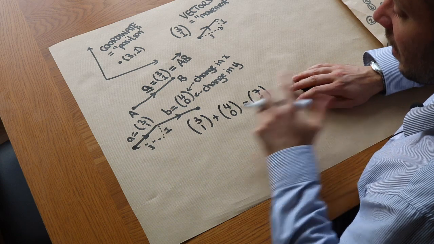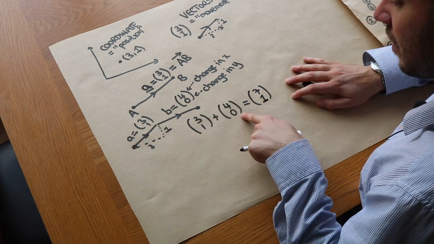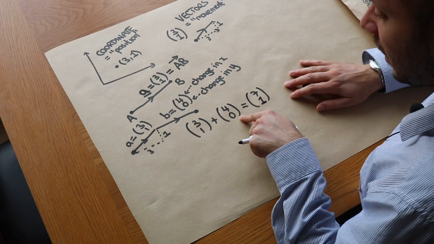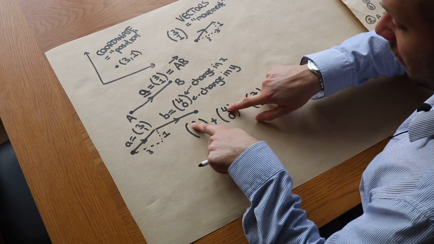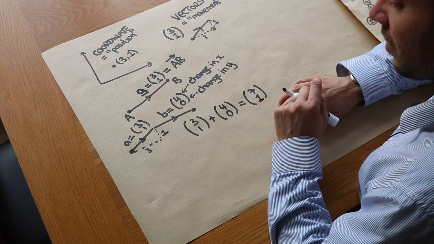So the point is that if we want to move a vector followed by another vector, we can just add the vectors together. And adding vectors is very easy because we can just add the x values, so 3 plus 4 is 7, and we can add the y value, so 1 plus 0 is 1.